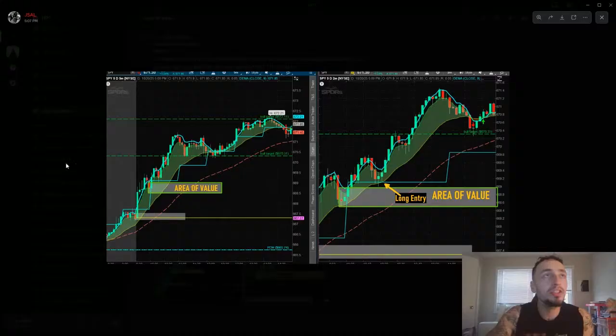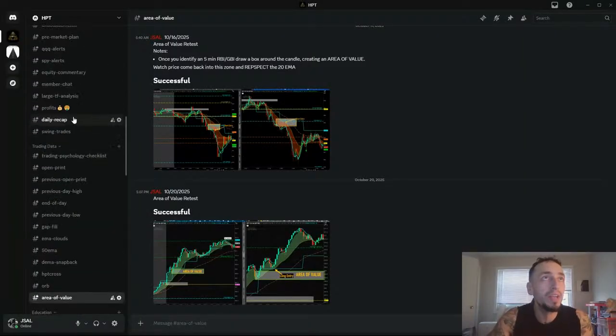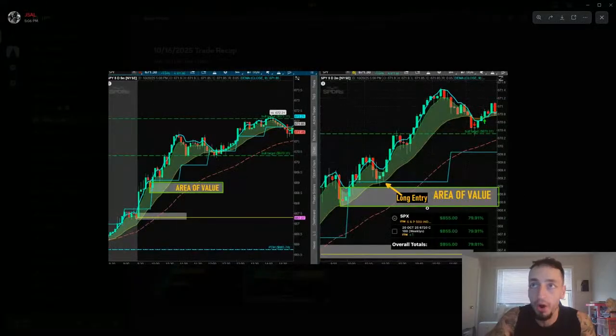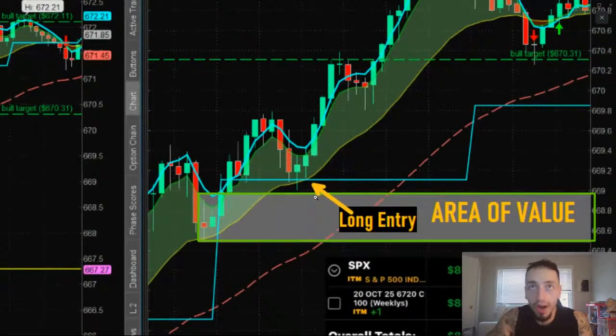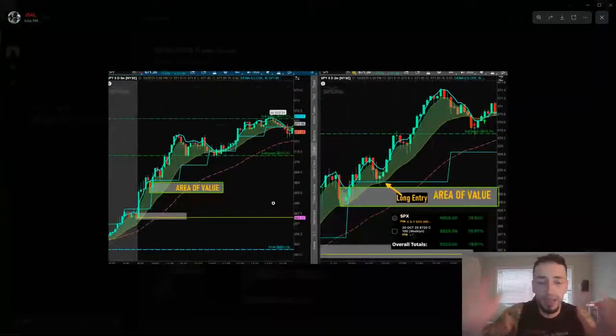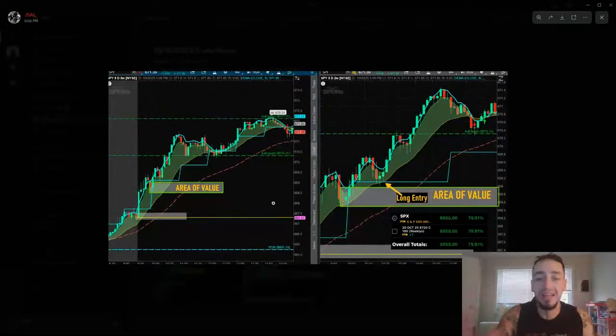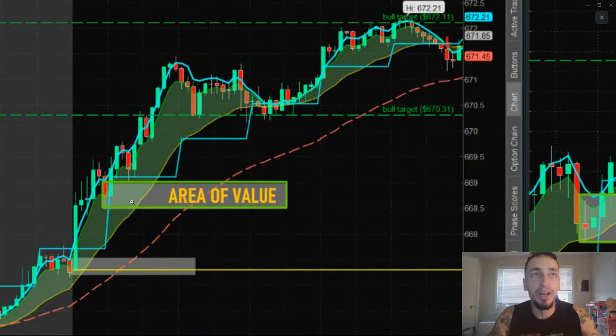Let me just show you real quick. If I come over here to the Discord, I want to show you guys the trade that we took and called out for our members today while we were trading. Check out this long play. Just to give you a little more context on how we actually identified this position and my thought process, we first identified the area of value.